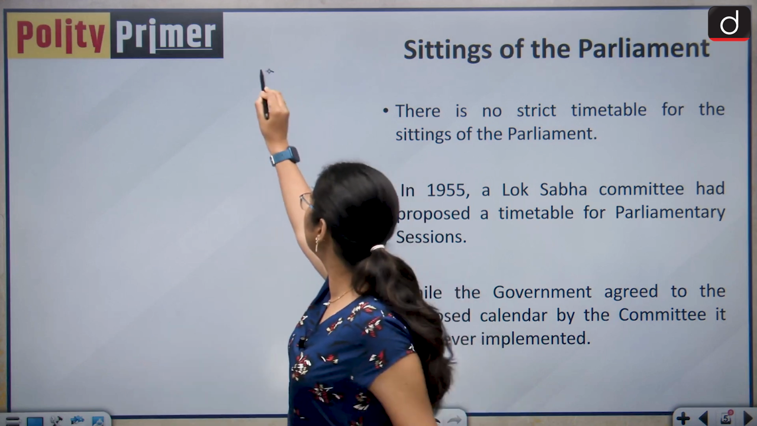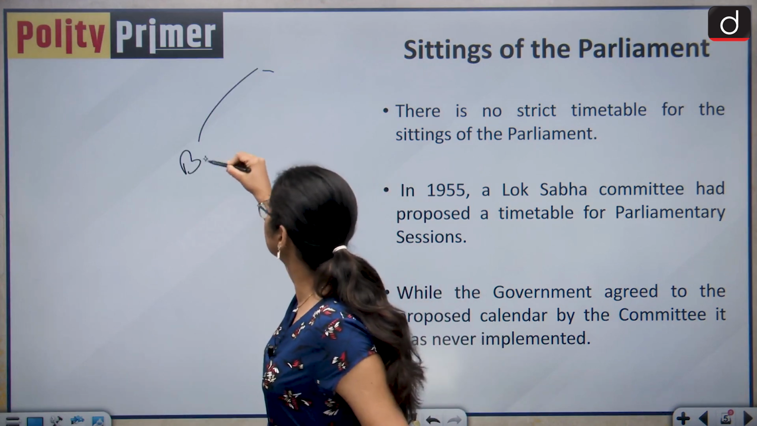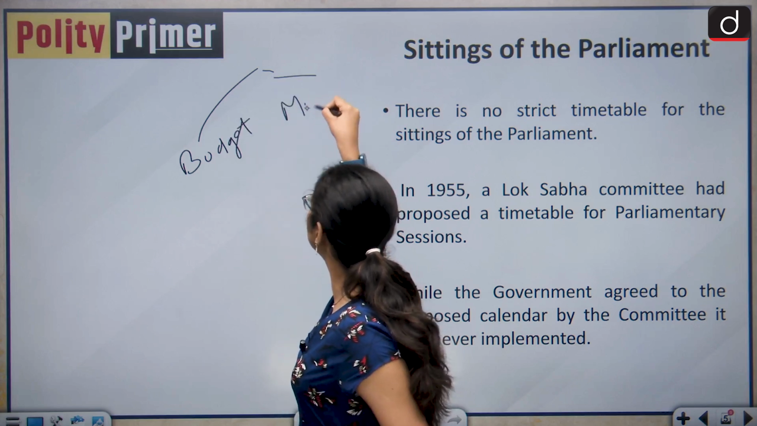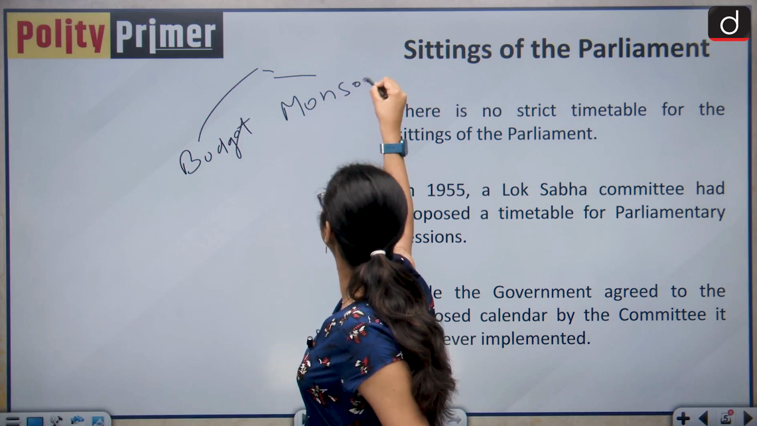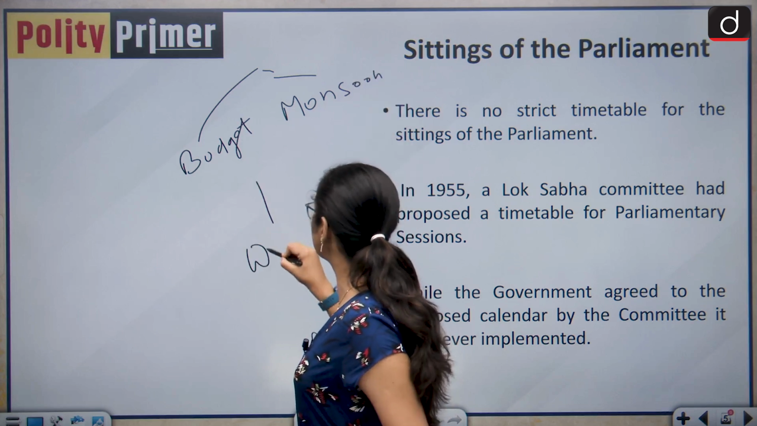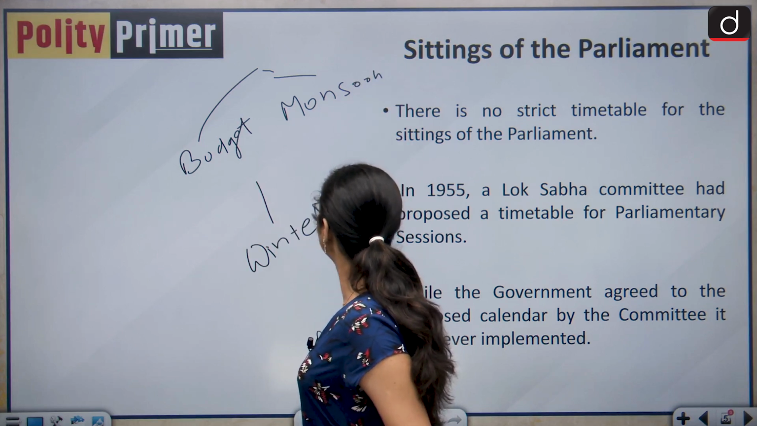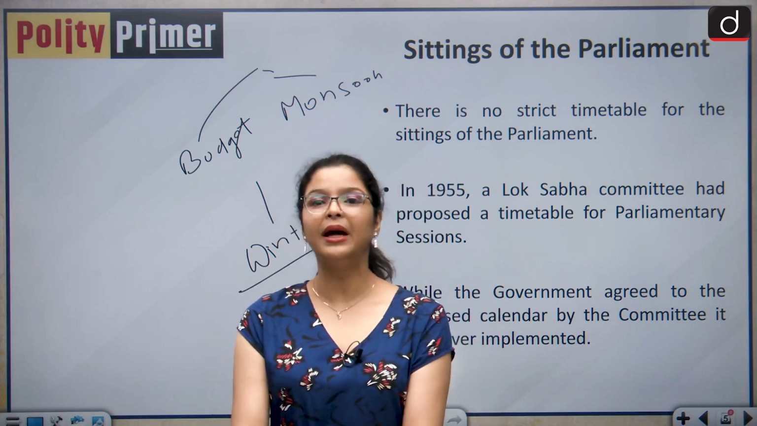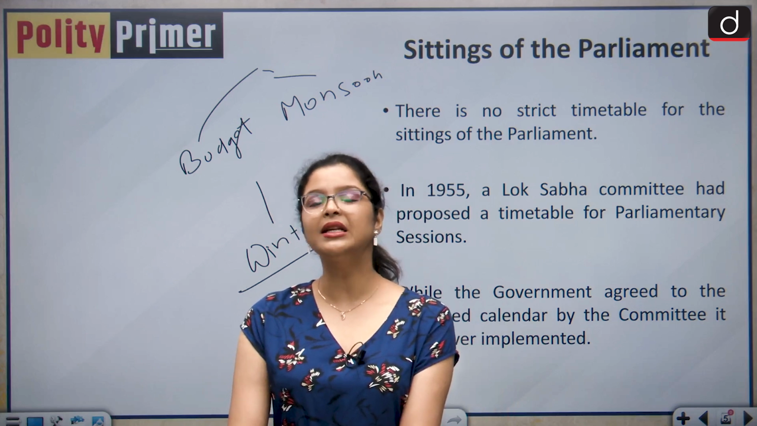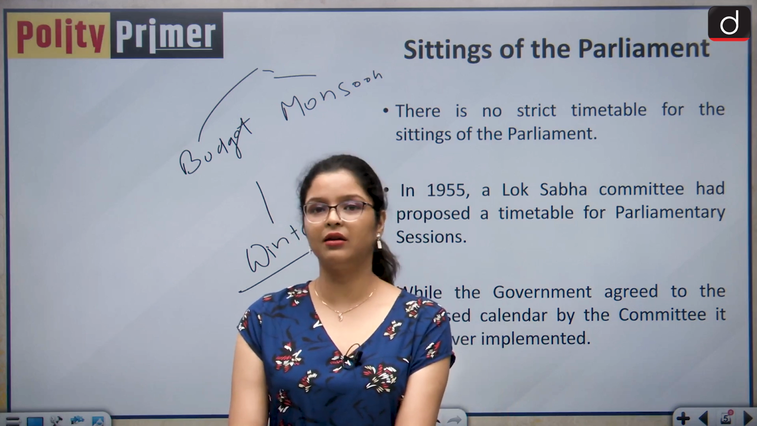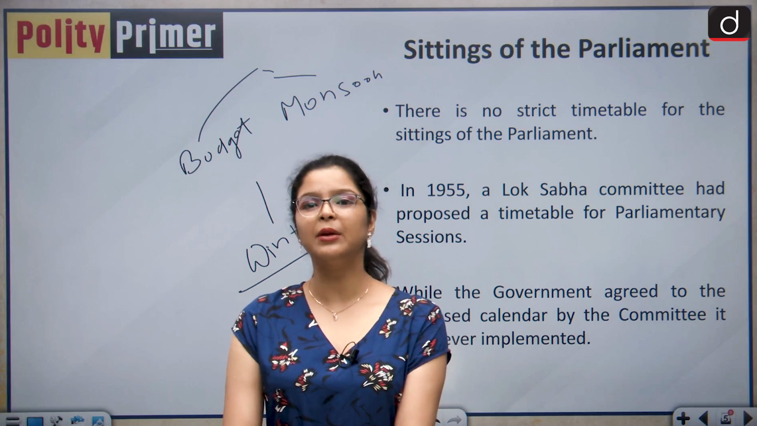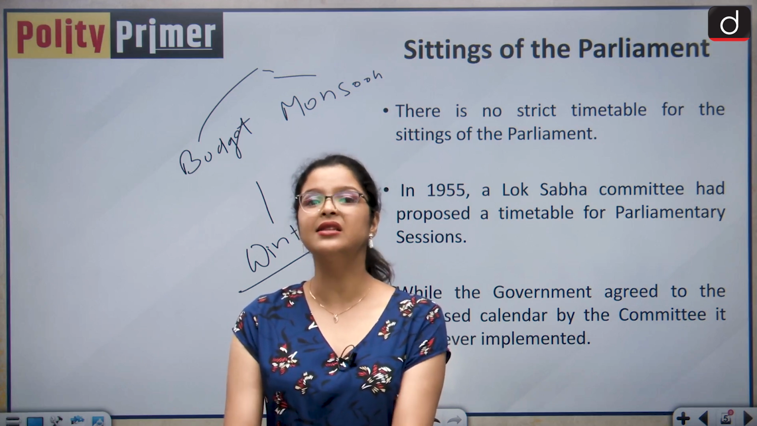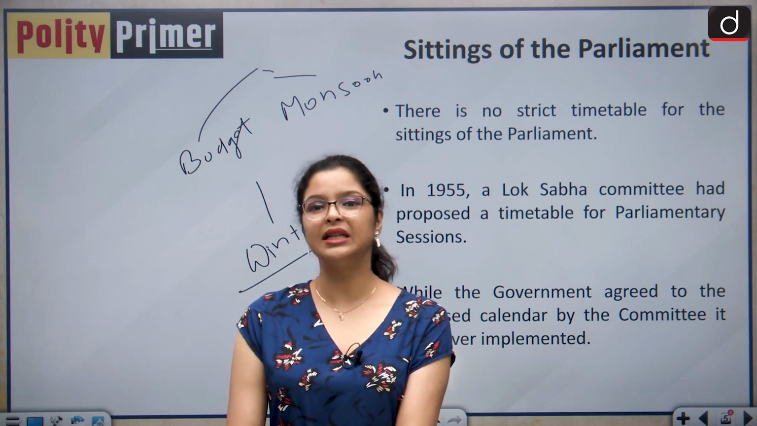That is, the first is the budget session. Then is the monsoon session. And then is the winter session. By meeting regularly, the Parliament is able to discuss whatever topics of public importance are going on in the country, and it also conducts its regular business during these sessions.